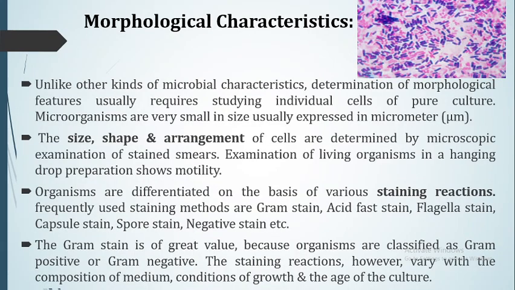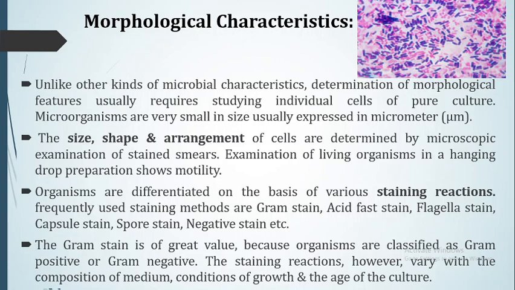So let's discuss them one by one. What is meant by morphological characteristics? Determination of morphological features usually requires study of individual cells of a pure culture of microorganisms. They are very small in size, usually expressed in micrometers. Size, shape, and arrangement of cells are determined by microscopic examination of a stained smear. Examination of living organisms in a hanging drop preparation is useful for determining the motility of microorganisms.